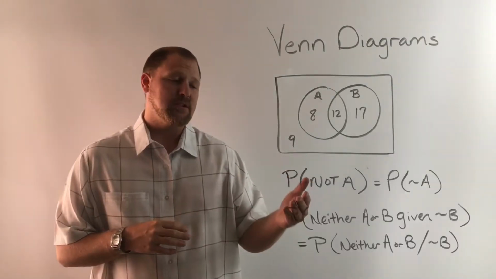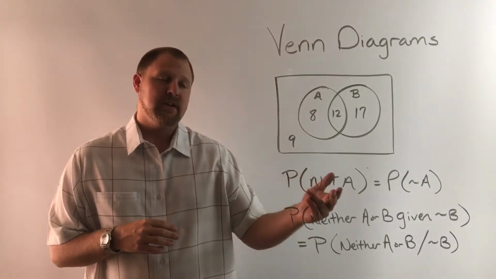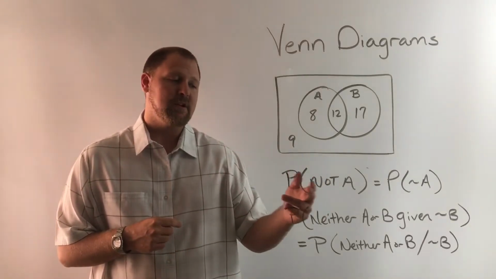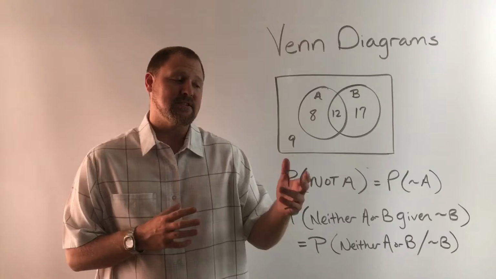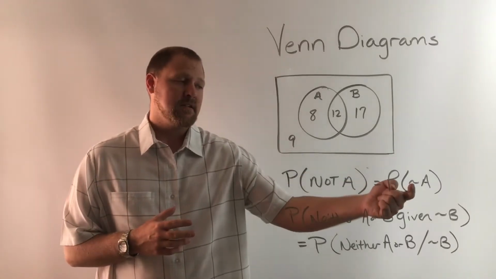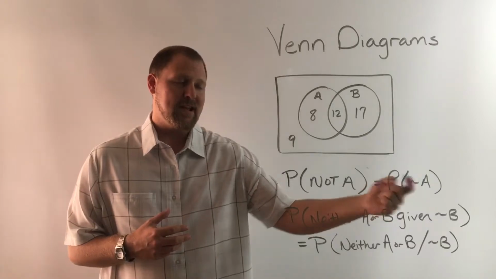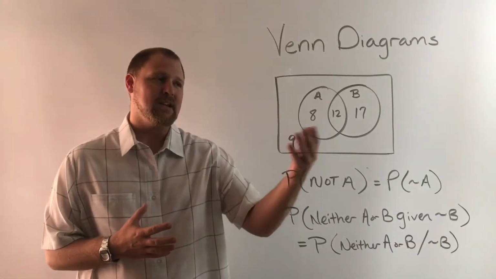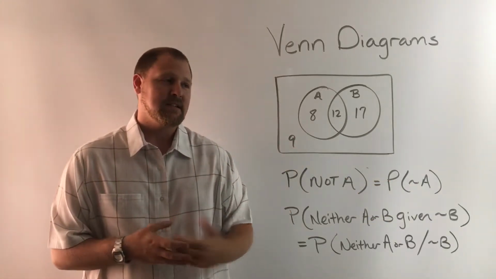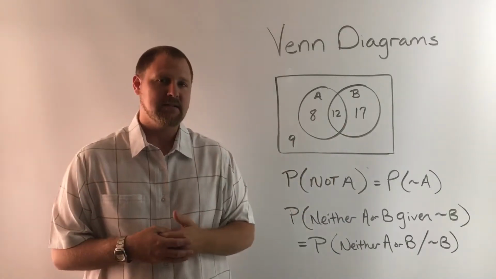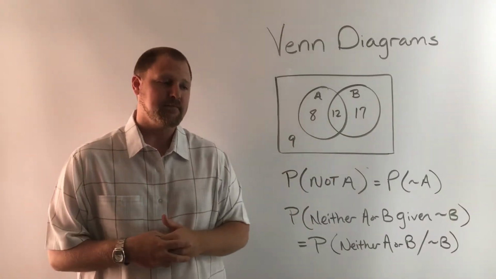We have some more symbols here, negating an event. So the probability that whatever you have is not A, this is called a tilde. So the probability of not A, you can calculate that. Anything up here that's not A is 17 plus 9. Those things are not A.